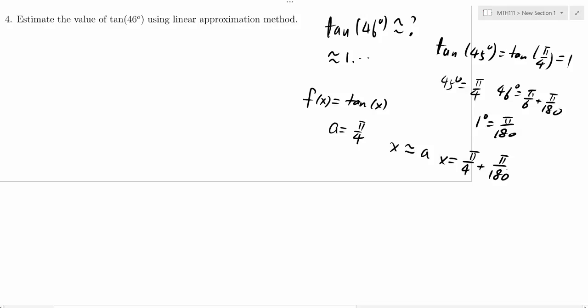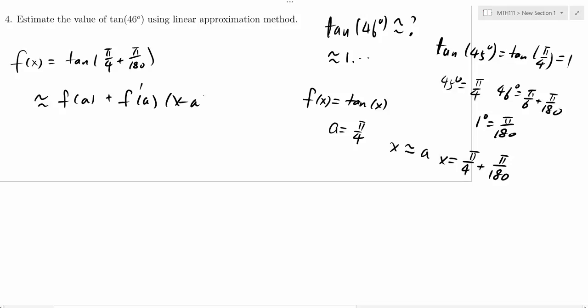For the moment, we don't really need a calculator. We don't need to know exactly what pi over 180 is, so just keep it like that. Remember, now what we are doing is that f of x is really tangent of pi over 4 plus pi over 180. This is approximately f of a, if you try to remember the formula. This is a derivative formula in a different form, plus f prime of a times x minus a. Just remember the formula carefully.